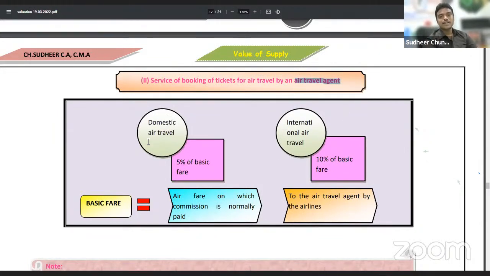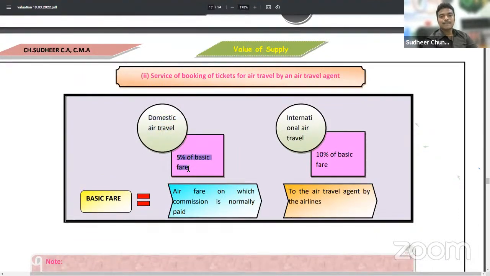On domestic ticket, we assume his commission is 5% of the fare. On international tickets, we assume his commission is 10%. Sir, his actual commission is 15%, sir. We don't bother. We assume that 10% of the basic fare is the value of the supply. Sir, on an international ticket from the US, 10 lakhs value of ticket is booked. We assume his commission is 10%, 1 lakh. On that 1 lakh, 18% GST is required to be paid by the air travel agent.